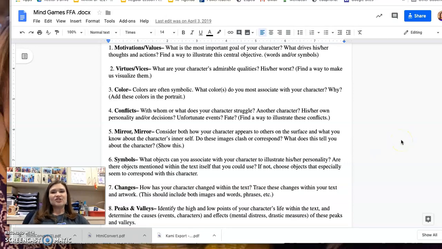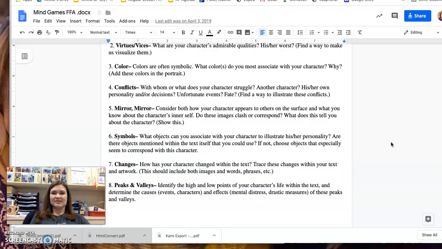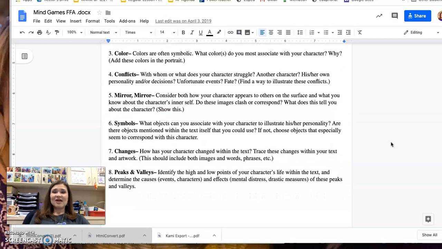The next one says virtues and vices. What are your character's admirable qualities? And what are your character's worst qualities? At different points in the story, our character has different admirable and negative qualities. The smarter he gets, the more negative a lot of his qualities are. You can think about that. Find a way to visualize those. Color is used as a symbol in all different things. You are going to get a piece of paper that has some of those examples.